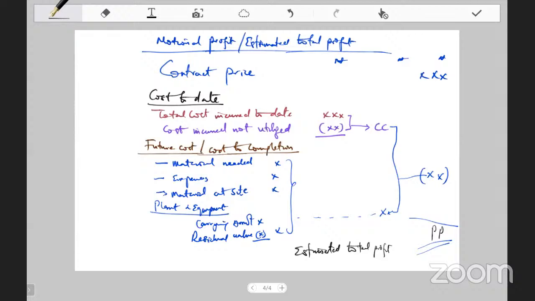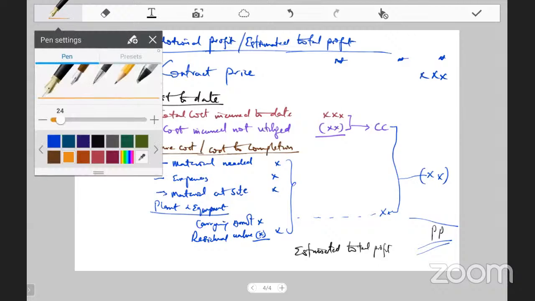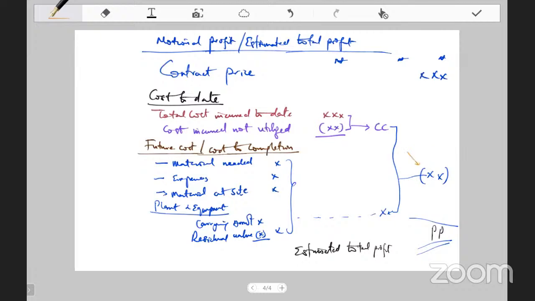Do we get that, please? Now, this which you have gotten here, this value here, is referred to as total estimated cost. So your short answer, you might be asked, what is the estimated total profit of a contract or notional profit? You can simply just say the contract price less the total estimated cost. Why the total estimated cost is the combination, the addition of your cost to date and your future cost. Do we get that, please? Any question?